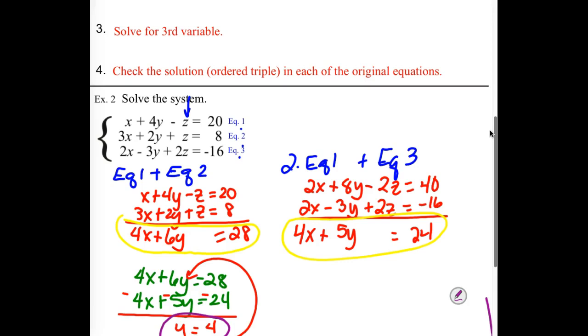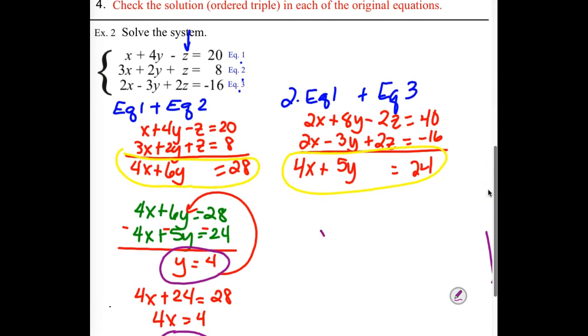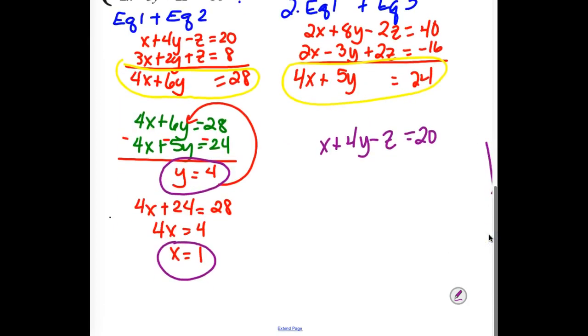If this was a test question, once I figure out my x, y, and z, I would check it in the other two equations anyway. For our purposes, we're just going to try it in one. So let's say we use the top equation. We have x plus 4y minus z is supposed to equal 20. So let's dump in what we have.